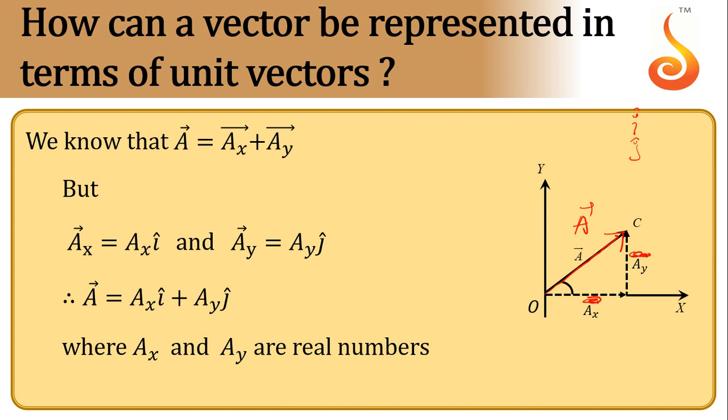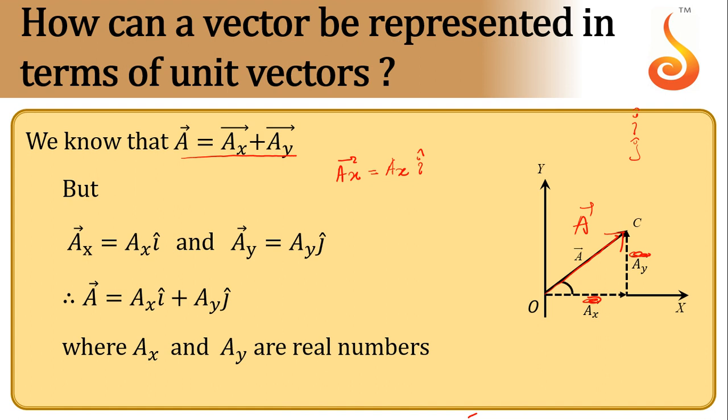In general, we can write a vector as Ax and Ay, where Ax is treated as the x component of the given vector and Ay is the y component of the given vector. But if you look at Ax, it's the x component, it can be written as the magnitude into unit vector.